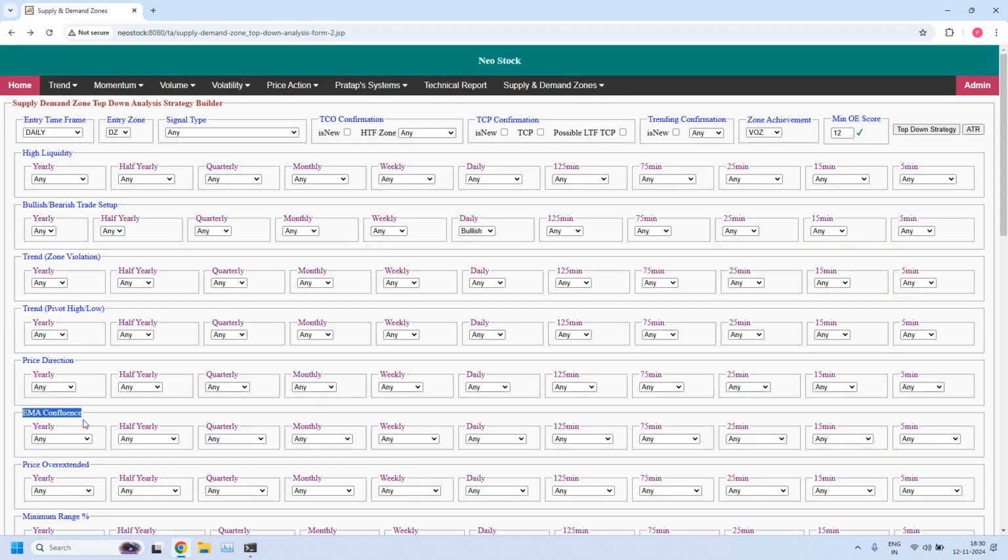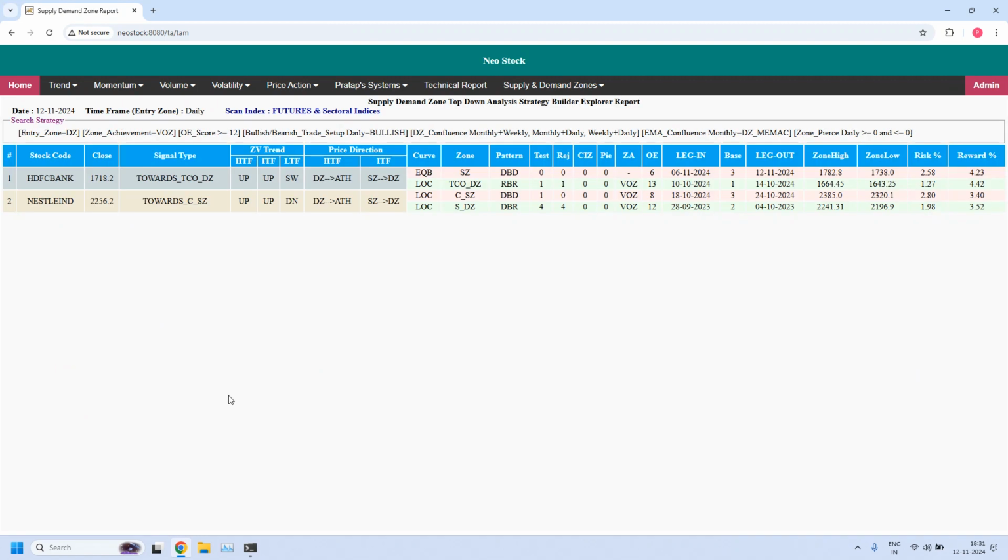In the EMA confluence at monthly time frame, because the daily and weekly zones together are part of the monthly zone, that's why the monthly demand zone having monthly EMA confluence. I enable the filter and both stocks are filtered. That means both these stocks are high probability setup supported stocks. This is the way we can identify high probability setups. Okay, this is about bullish trade setup for monthly income trade.